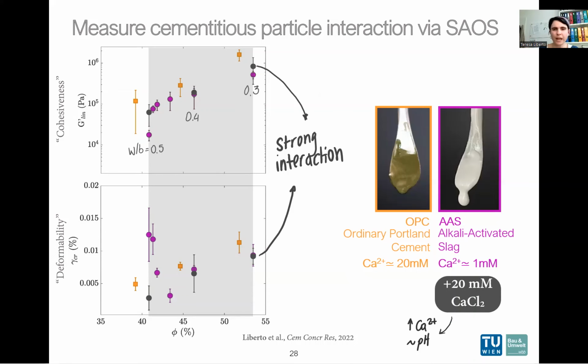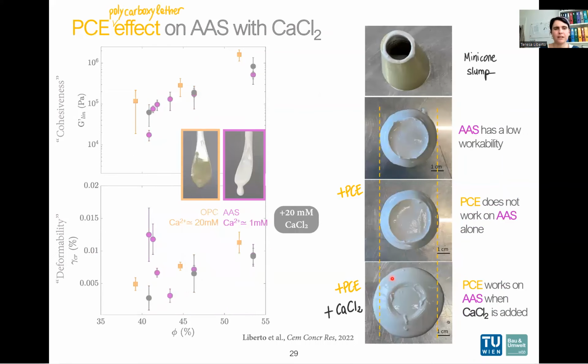In order to check if what we measure with our amplitude sweep is correct, we add PCE, so polycarboxylate ether. PCE is a classic superplasticizer for OPC, is optimized for OPC, is fantastic. One drop allows you to have a very high workability. In the case of alkali activated slag, we have no effect because we don't have enough calcium ions on which the PCE can adsorb.